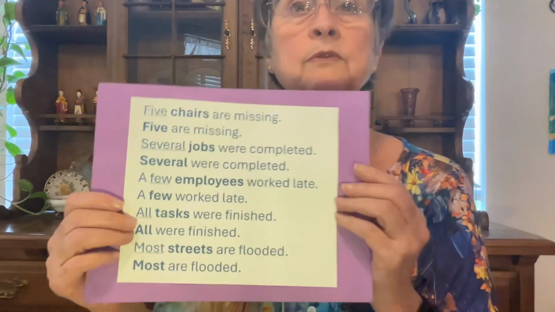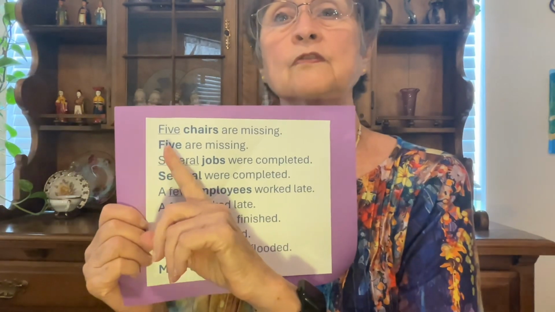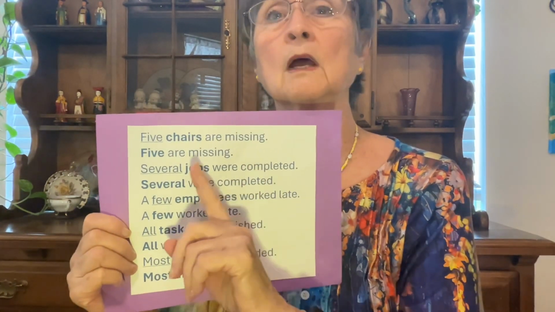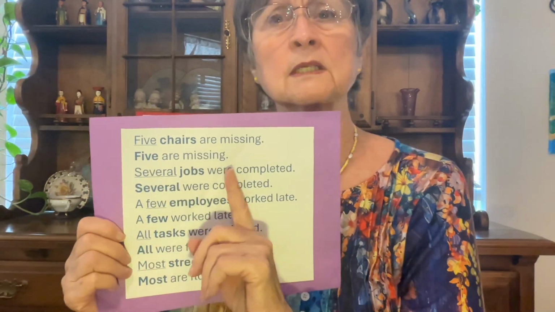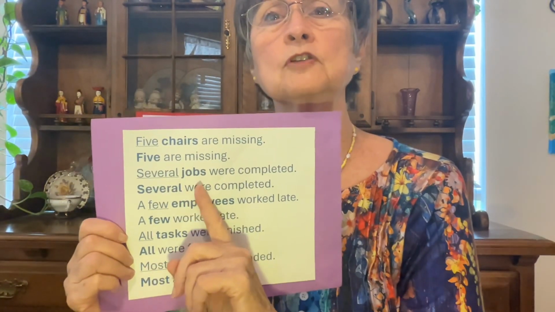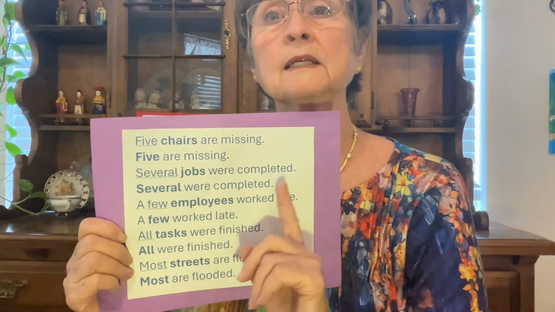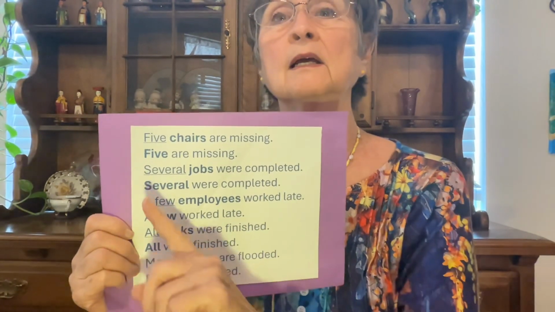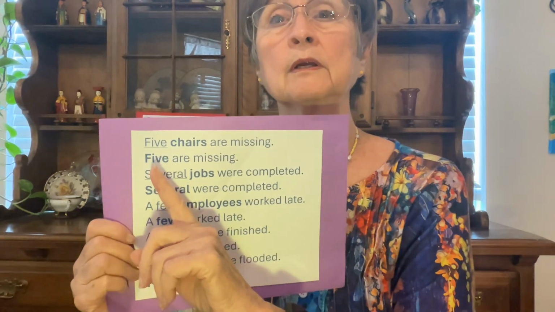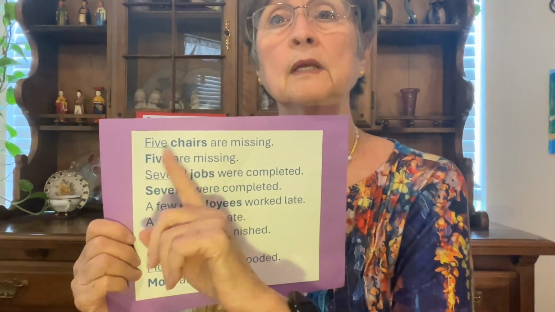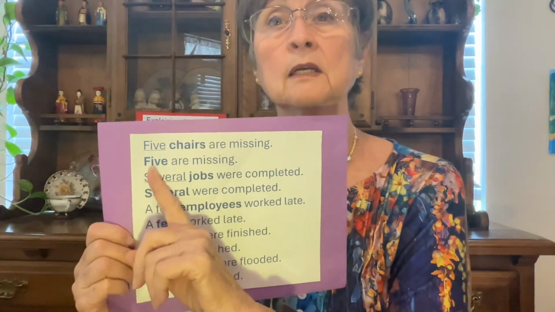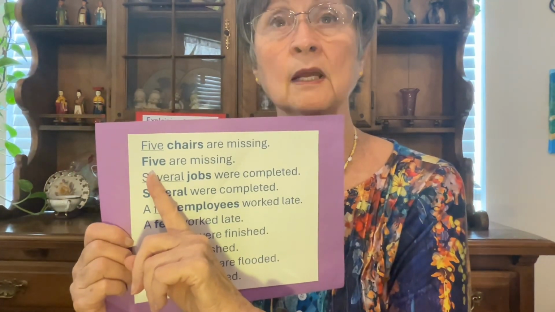Numbers, specific numbers and general numbers. For instance, 5 chairs are missing. 5 are missing. Several jobs were completed. Yes, several were completed. The number word, here it was an introductory word to a noun. Here it takes the place of the noun, so it's a pronoun.